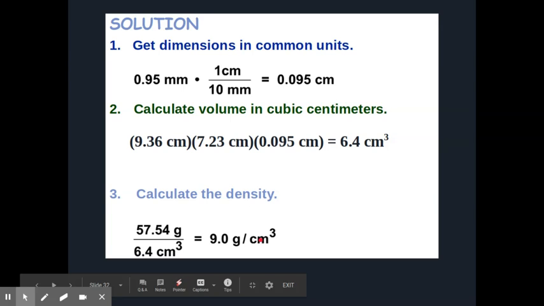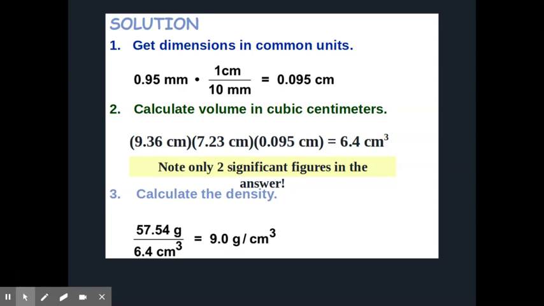Now, we might also throw some things at you. Oh, by the way, don't forget significant figures. So why does my answer only have 2 significant figures here? This one had 4, but this one had 2. So I'm limited. I cannot be more precise in my answer than I am in my least precise measurement. So if this one has 2 significant figures, I have to round this to 9.0.